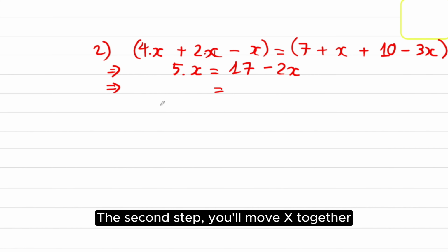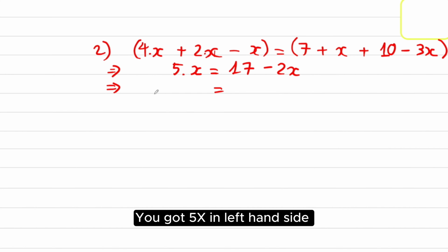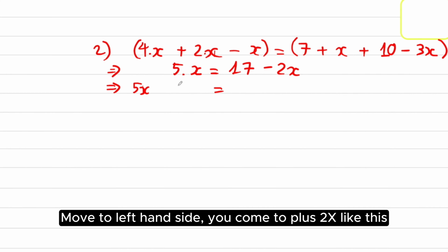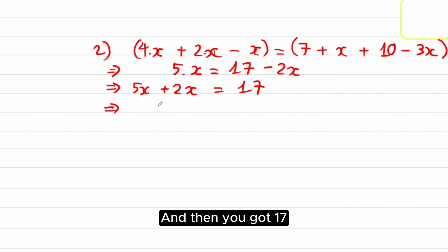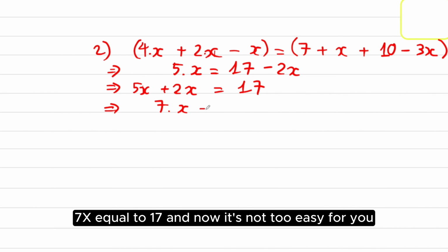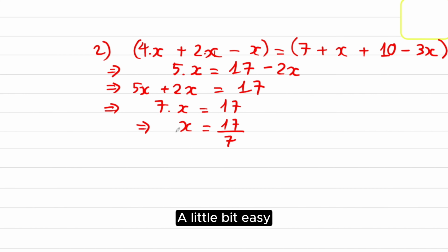In the second step, you move the x terms together. You have 5x on the left hand side and -2x on the right hand side. Moving it to the left hand side becomes +2x, and then you have 17. So 7x equals 17, and now it's not too hard for you, a little bit easy. Okay, x equals 17 over 7. Yes, that is the second example.